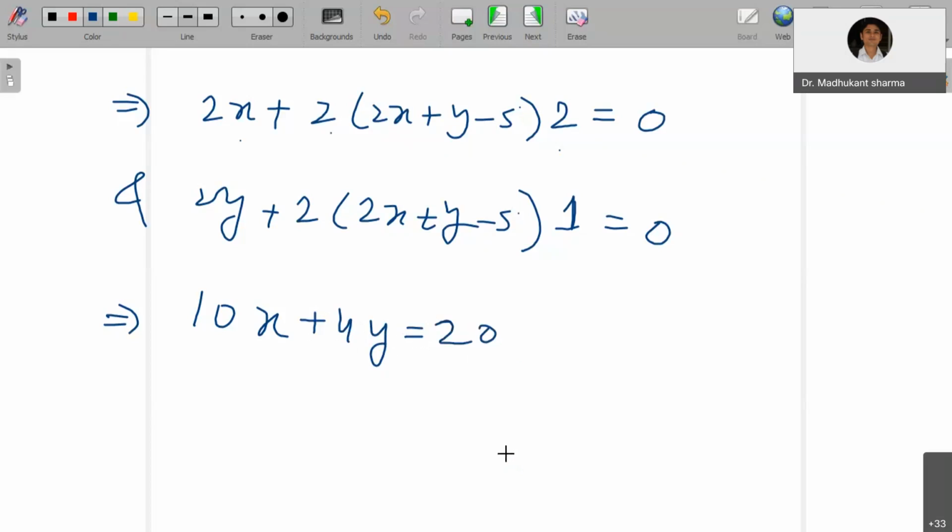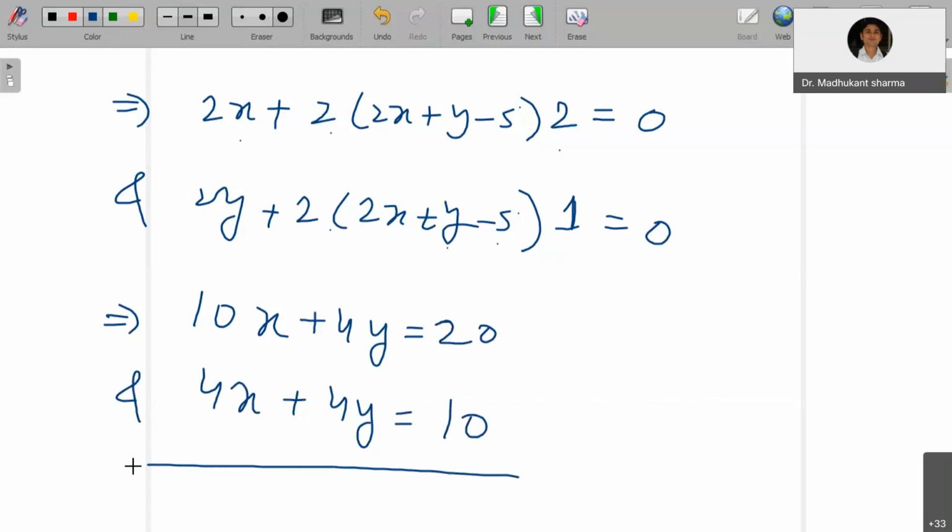The first equation is this. The second equation is 4x plus 2y plus 2y, which is plus 4y, minus 10, so 4x plus 4y equals 10. Now, solve these two equations. It's very easy, the 4y terms will cancel. So you have 6x equals 10, which implies x equals 10 by 6, that is 5 by 3.